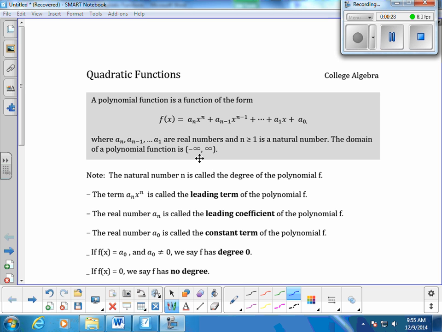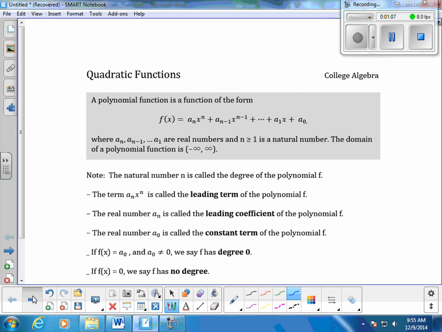This is an important concept. Okay, the natural number n is called the degree of the polynomial if. Basically, what we're going to do is break this down, and the first term is called the leading term. This term right here is going to be the leading term of the polynomial. The a sub n part of it is the leading coefficient. The a sub 0 part, the very number at the end, is going to be the constant term. And we're going to talk about the degree of 0 and what no degree looks like.